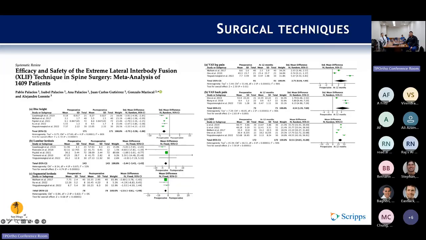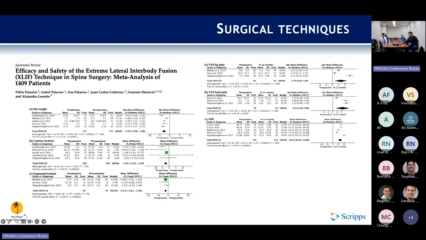In terms of surgical techniques, there's also the extreme lateral interbody fusion. This was a meta-analysis that reviewed 12 studies on extreme lateral interbody fusions for various spinal conditions. The key finding was significant improvement in pain and disability scores, as you can see on the chart there. Increased disc height and correction of lumbar lordosis, and a fusion rate at 12 months ranged from 85% to 93%.